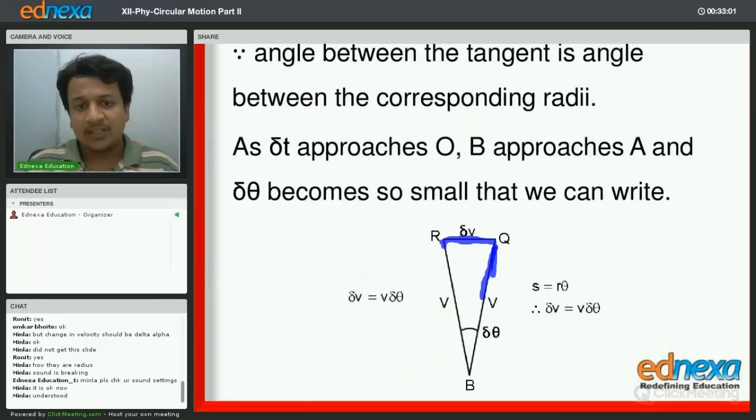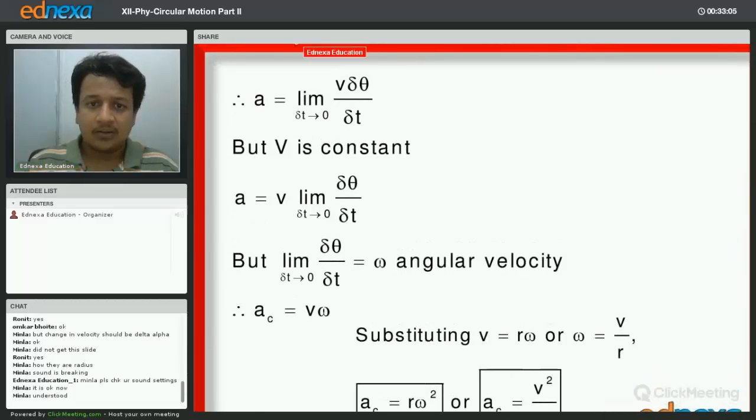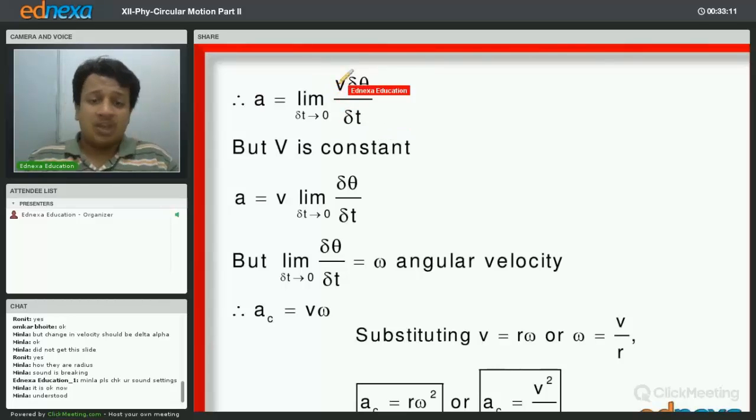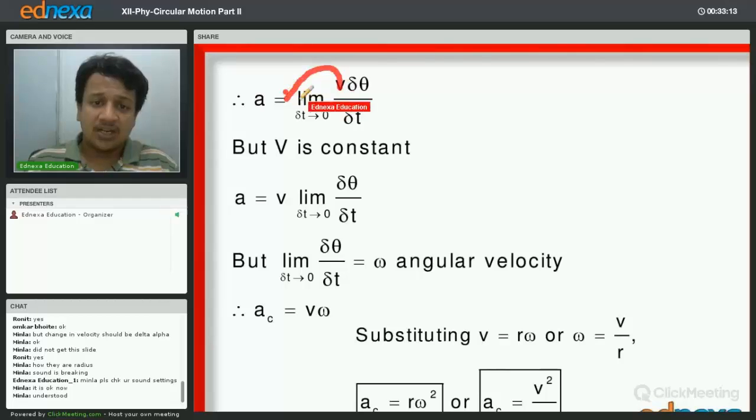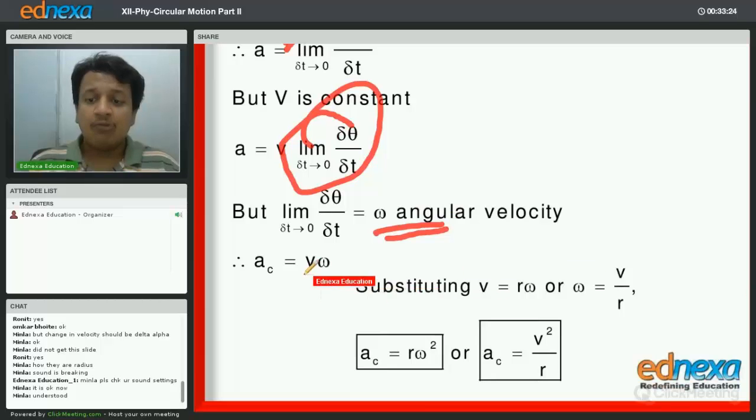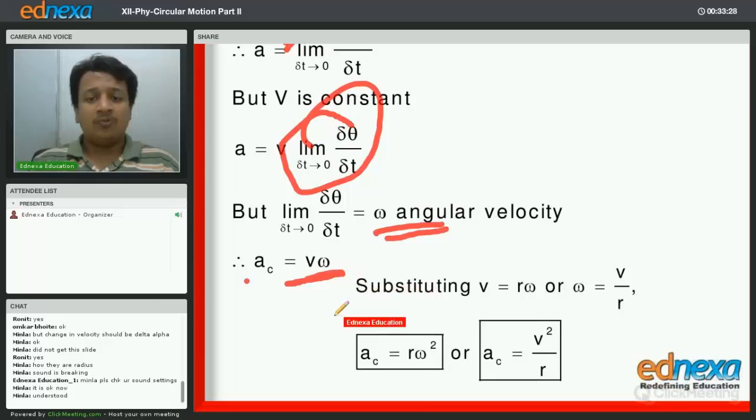After substituting this V delta theta at the place of delta V, velocity is a constant factor. Why constant? UCM, uniform circular motion, velocity is constant. You can take it outside. So V times limit delta t tends to 0, delta theta by delta t. But what is this? This is nothing but angular velocity, omega. So the formula will become V omega. Centripetal acceleration is equal to V omega.